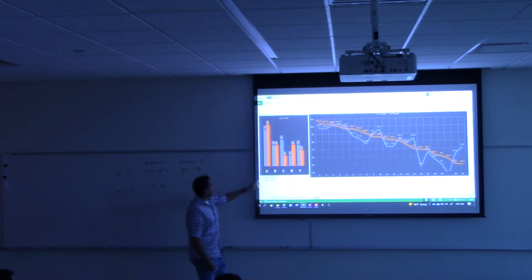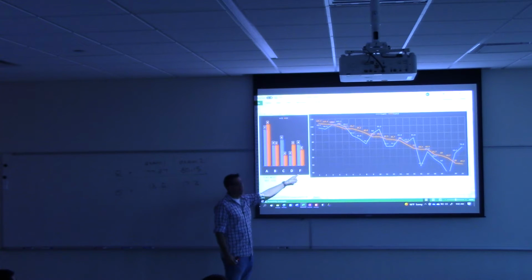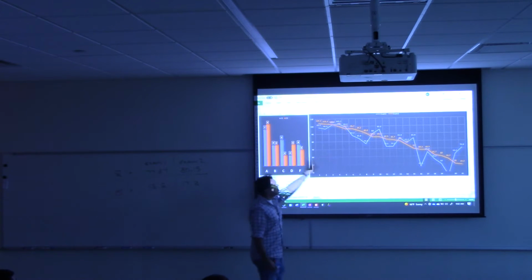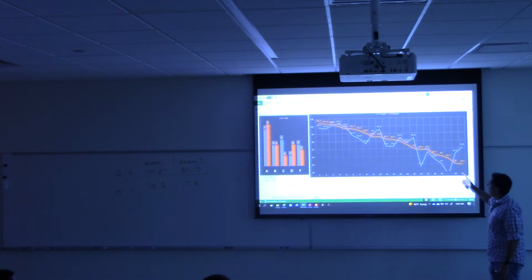We had 8 A's. The blue is exam 1, the orange is exam 2. So we had one more A on exam 2 than we did on exam 1. Same number of B's. The number of C's went down. The number of D's went up. The number of F's went down. These are the grades of the 21 students that I have grades for.